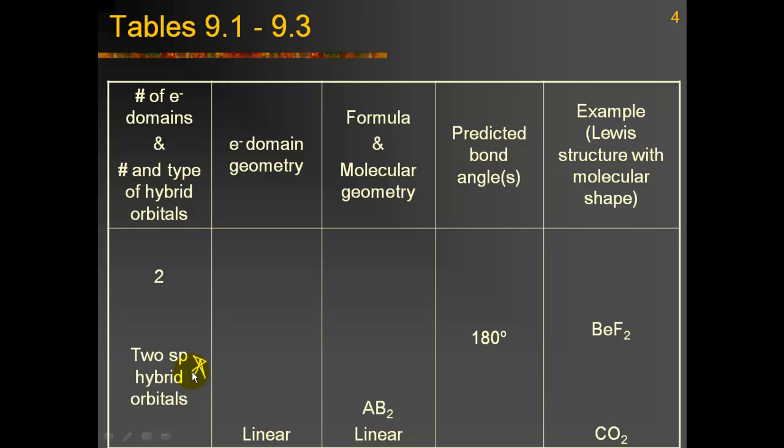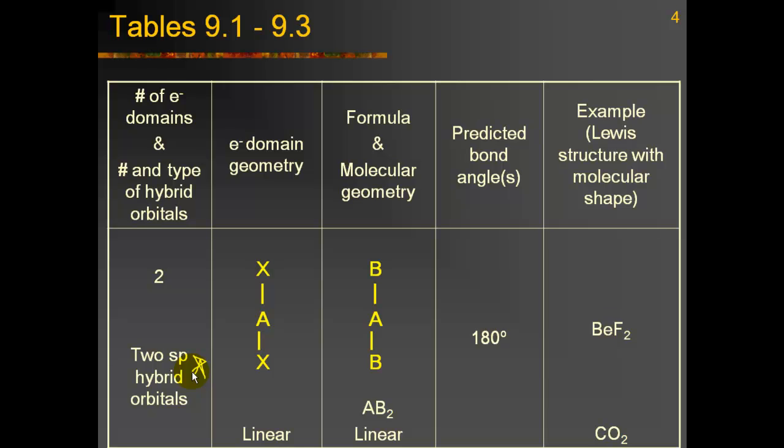If you've gone through and you've drawn up your Lewis structure, and you count your electron domains of that Lewis structure, and you see that you have two electron domains, the first thing you're going to notice is that you have a linear electron domain geometry. This third column here is your formula and molecular geometry column. The formula for this is AB2. So this is based on that little formula abbreviation that I showed you on the very first slide. That means the central atom has two elements bonded to it with no lone pairs.